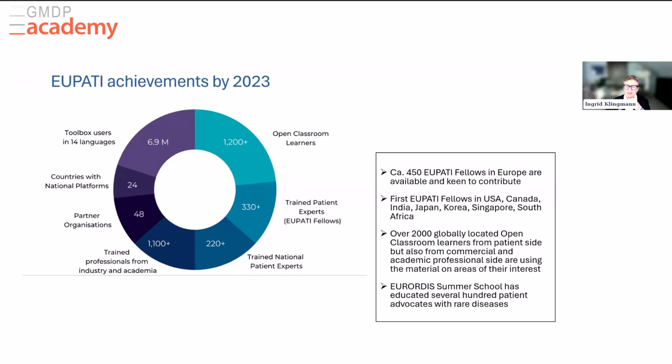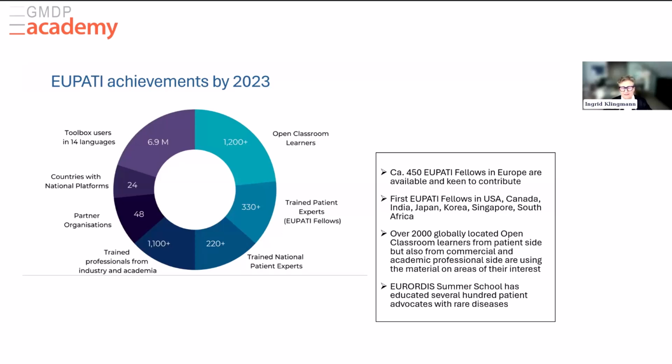But in the meantime, and that was from the beginning a very important aspect, it's not only the patients who need to learn about the medicine's development process, but it's also the academic and industry sponsors who need to understand and learn how to best integrate patients into the development process. So there are also now over 1,100 trained professionals from industry and academia who have systematically learned about patient involvement.